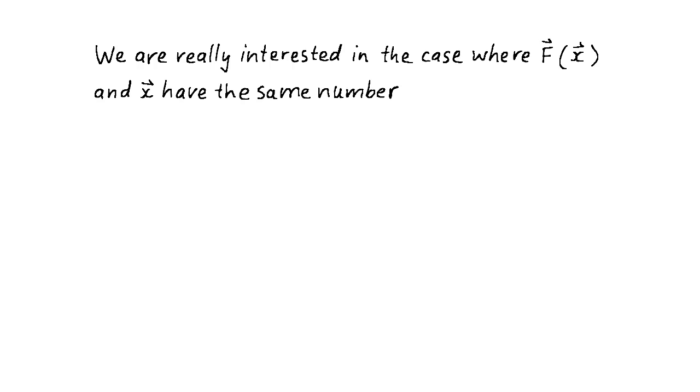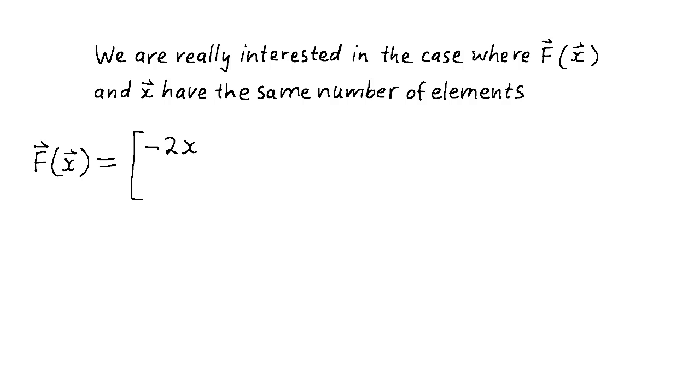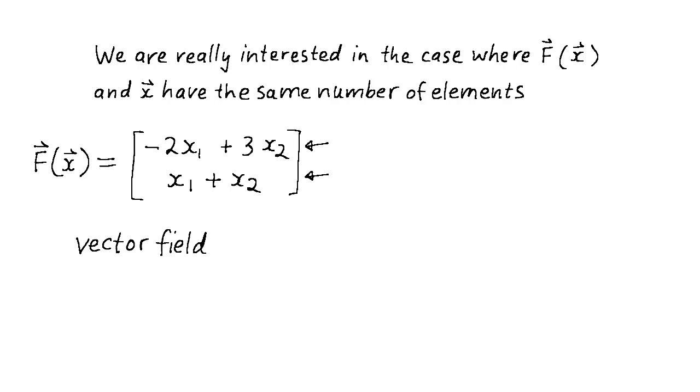We're really interested in the case where the vector-valued function capital F of x and the vector x itself have the same number of elements. As an example, consider capital F of x defined as the vector whose first element is negative 2x1 plus 3x2, and whose second element is x1 plus x2. Here, the input vector has two elements, x1 and x2, and so too does the vector output by the function. We have a special name for this kind of vector-valued function. We call it a vector field.